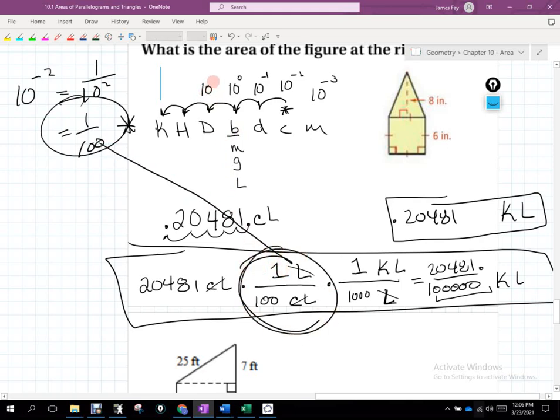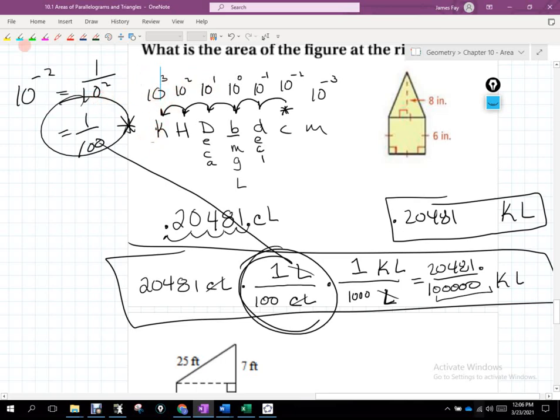This is 10 to the first. This is deci over here, D-E-C-I, and this is deca. But that's 10 to the first. This is 10 squared, and this is 10 to the third. Okay? Mega goes 10 to the sixth.